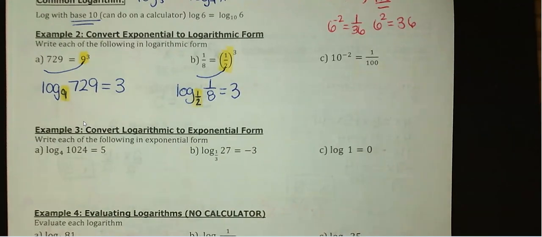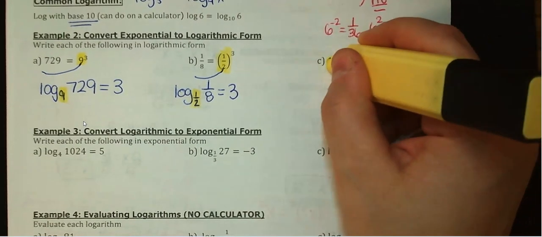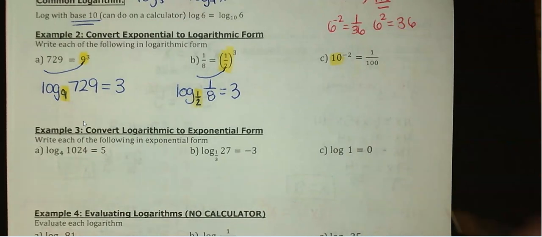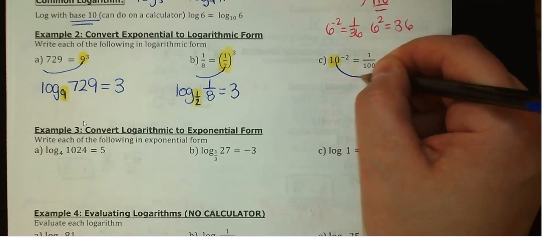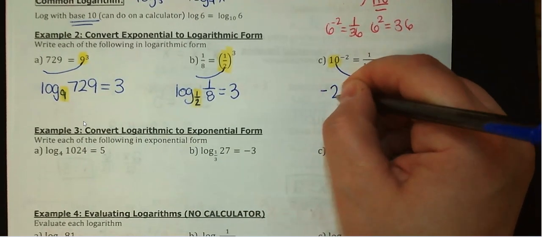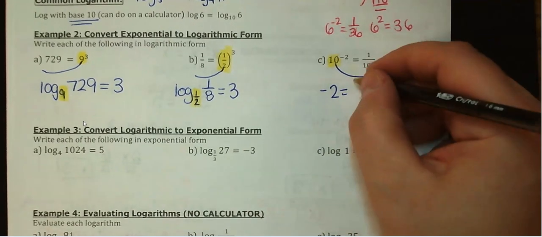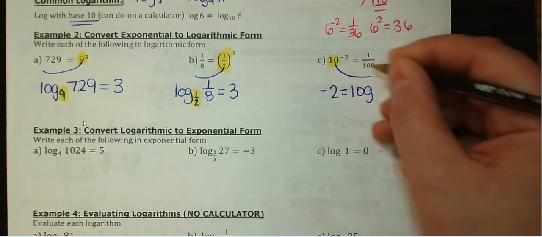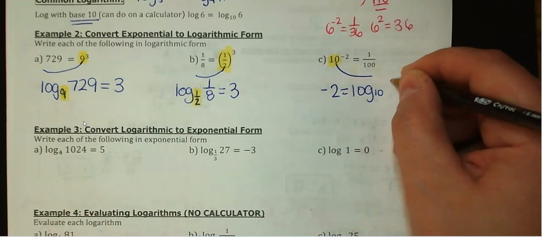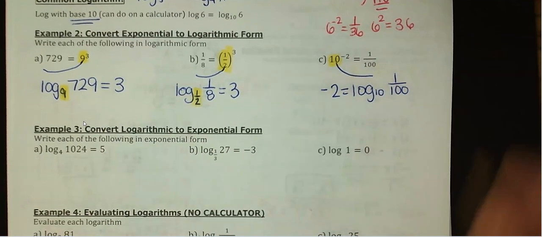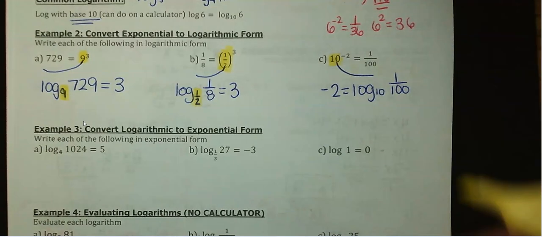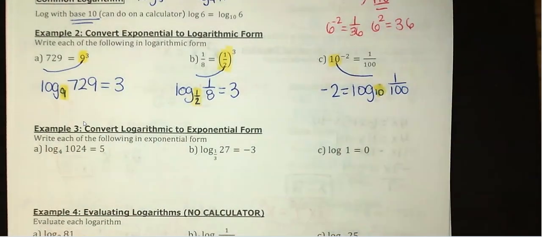And then the last one's just written in a different order. I have the base and the exponent first, but I'm going to do the same thing. I'm just going to drag it to the other side of the equal sign. So that -2 comes down out of the exponent on the level with the rest of the question. And the base of my exponent becomes the base of my log. And then that 1/100 is just what you're taking the log of. So the base of the exponent becomes the base of the log.